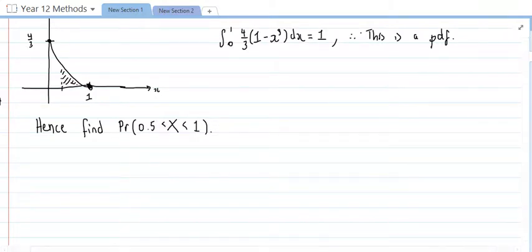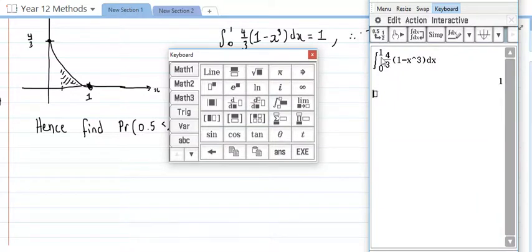the area under the curve, and I'm just going to use the calculator again. So I'm just going to change that there to a 0.5 and hit execute. 0.3542.